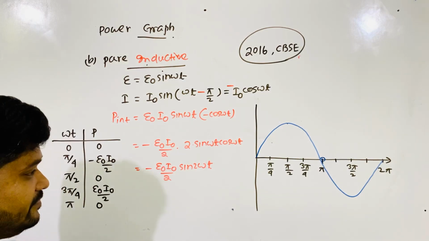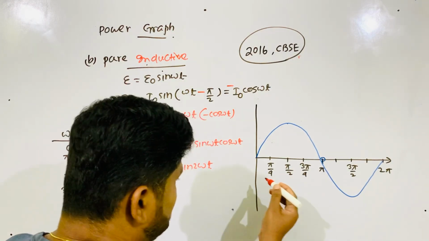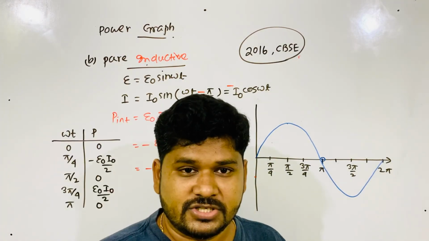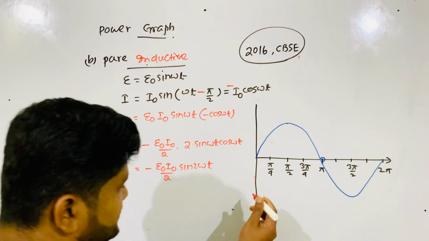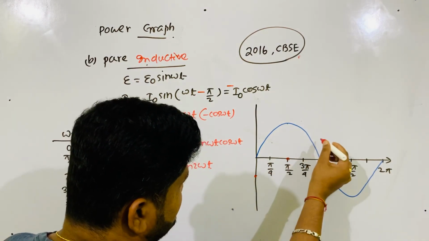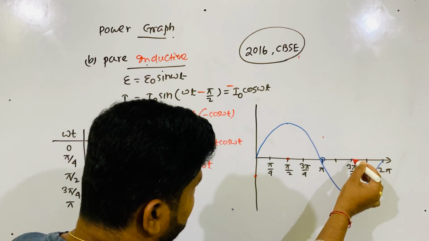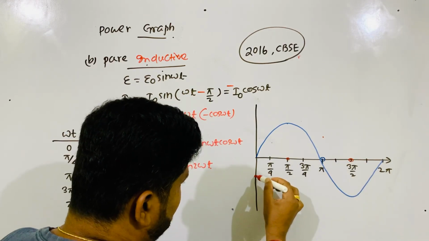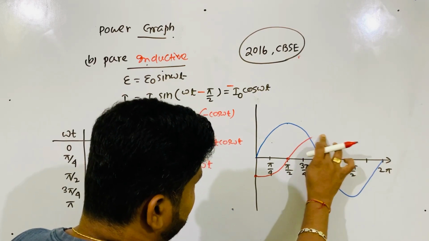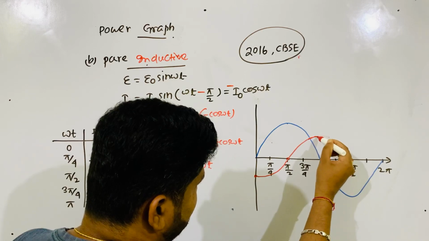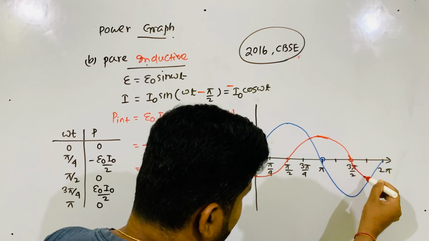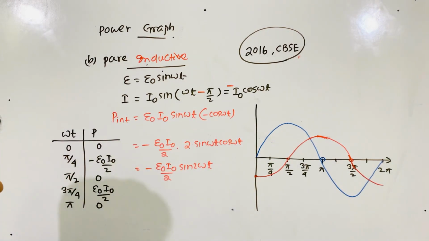Then current. Current lags here, so it starts from the minus side and will pass through this. Then here it will be maximum, then here it will be 0. Now the current graph is like this. It is maximum at pi, again 0 here. So again the current becomes like this. This is the current graph.